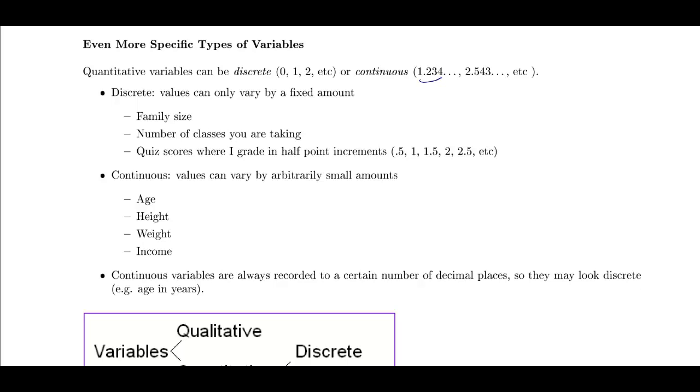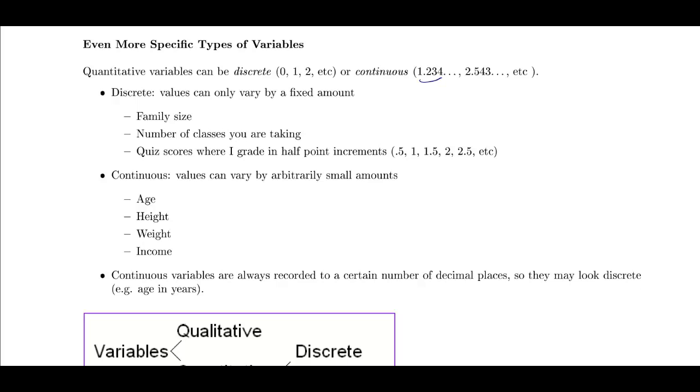Now, continuous means the values can vary by arbitrarily small amounts, or you can be any number in an interval. So for your age, we usually say that we're just 20 years old, but really it could be 20 years and 3 months and 2 days and 5 minutes and 3 seconds, and really you can just keep going and going. So age, height, weight, income, etc.